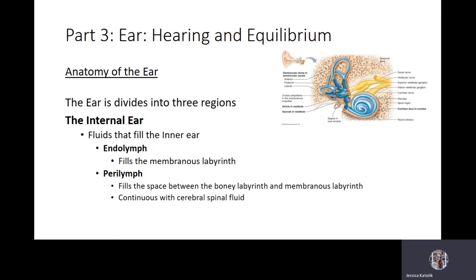In the internal ear, we're going to have fluids that fill the bony labyrinth and the membranous labyrinth. The endolymph is going to fill the membranous labyrinth, so endo meaning within. And the perilymph, meaning around, is going to fill the bony labyrinth. It's going to fill the space between the bony labyrinth and the membranous labyrinth. And this fluid is going to be continuous with the cerebrospinal fluid and be filtered through. It is important to note that the endolymph and the perilymph never unite. They are always going to be separate from each other.